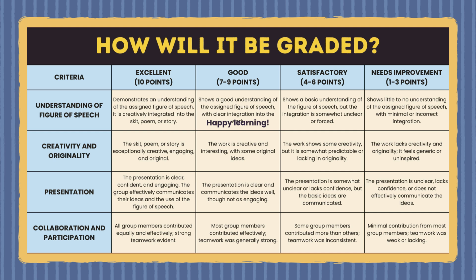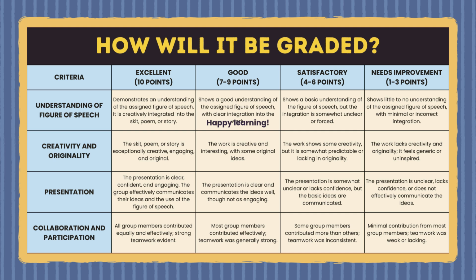Presentation. Excellent, 10 points: the presentation is clear, confident, and engaging. The group effectively communicates their ideas and the use of the figure of speech. Good, 7 to 9 points: the presentation is clear and communicates the ideas well, though not as engaging. Satisfactory, 4 to 6 points: the presentation is somewhat unclear or lacks confidence, but the basic ideas are communicated. Needs improvement, 1 to 3 points: the presentation is unclear, lacks confidence, or does not effectively communicate the ideas.